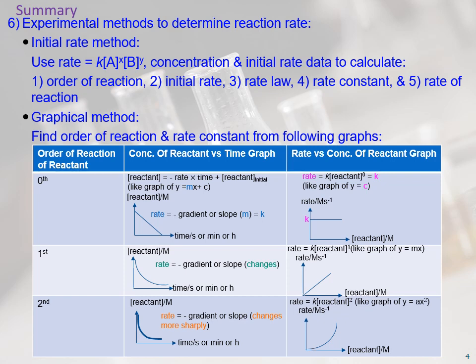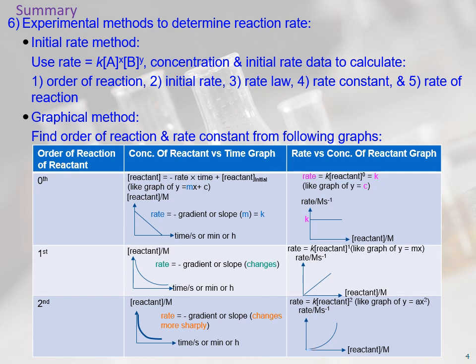Find order of reaction and rate constants from the following graphs. When the order of reaction of a reactant is zero, its concentration against time graph is a straight line with negative gradient or slope, since the reactant is consumed over time. For the slope to be negative, we draw the graph starting from the top left of the vertical axis, which is the concentration of reactant axis. Then we end the straight line graph at the bottom right of the horizontal axis, which is the time axis.